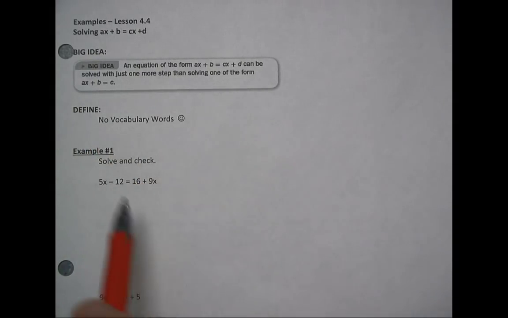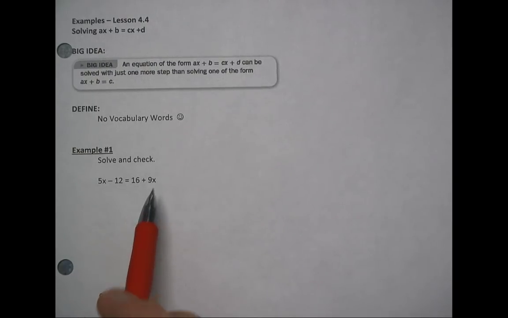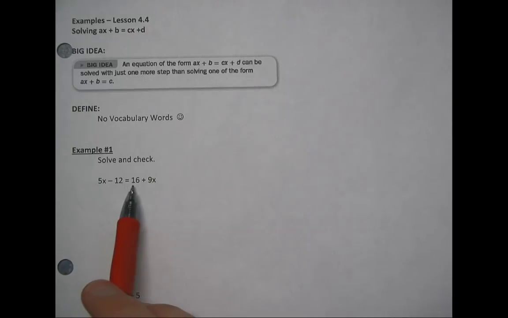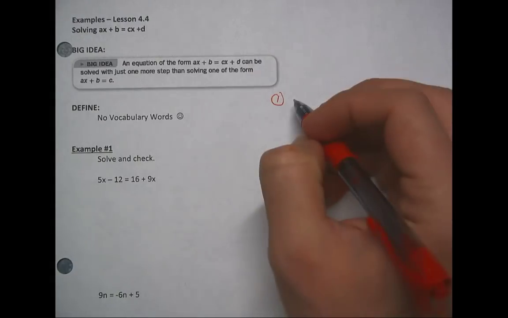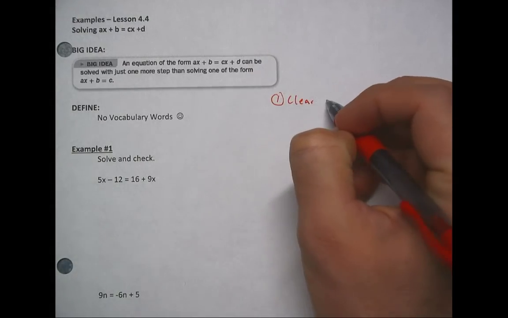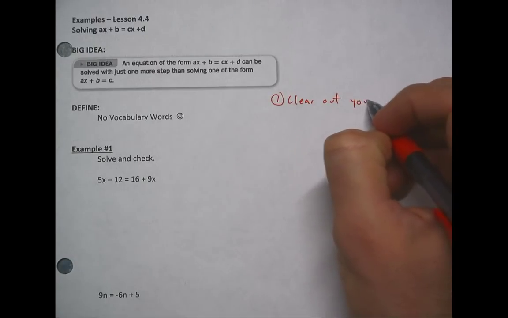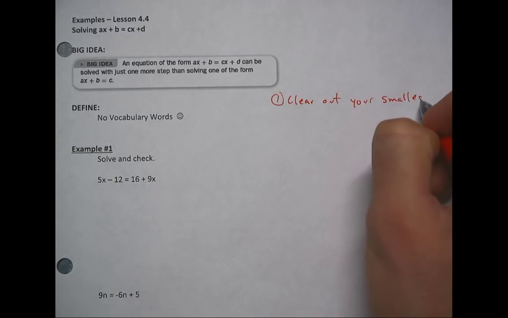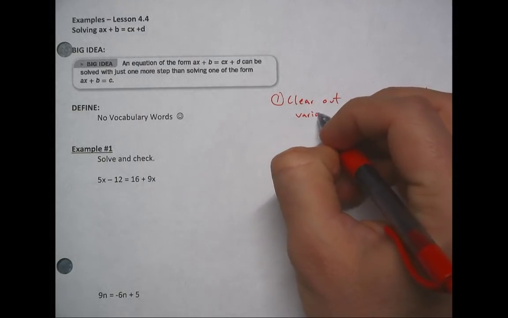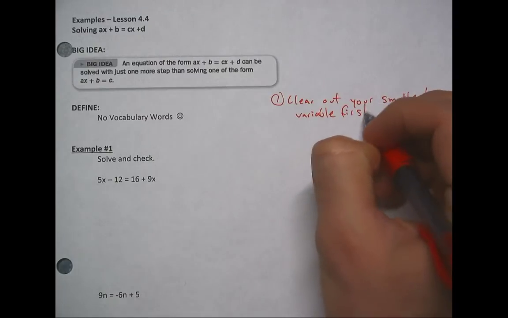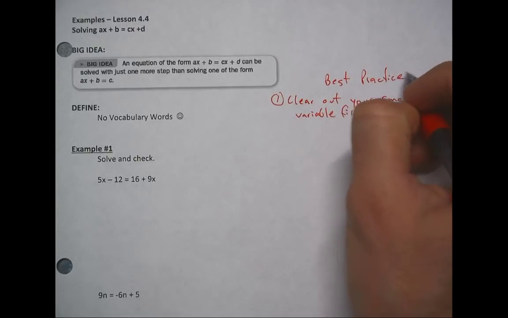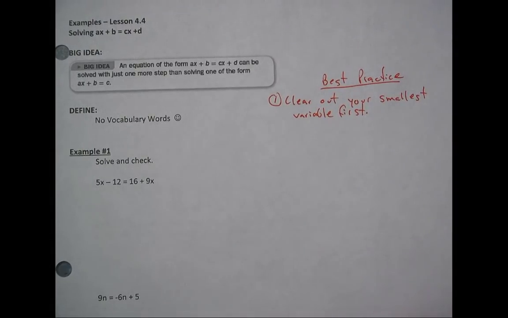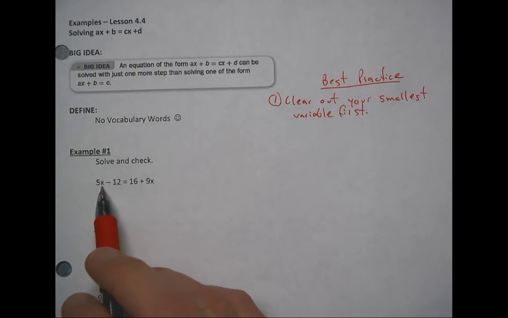Okay, so example number 1, I've got a 5x on the left and I've got a 9x on the right. Now technically I can start dealing with the minus 12 and the 16 if I want to. Best practice, though, is to clear out your smallest variable first. Now, this is a best practice. This isn't something you have to do. So out of these two, the 5x is smaller than the 9x. So the best practice is to clear out the 5x.